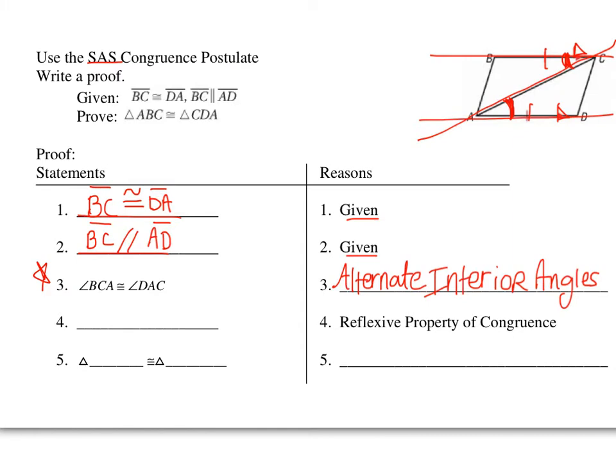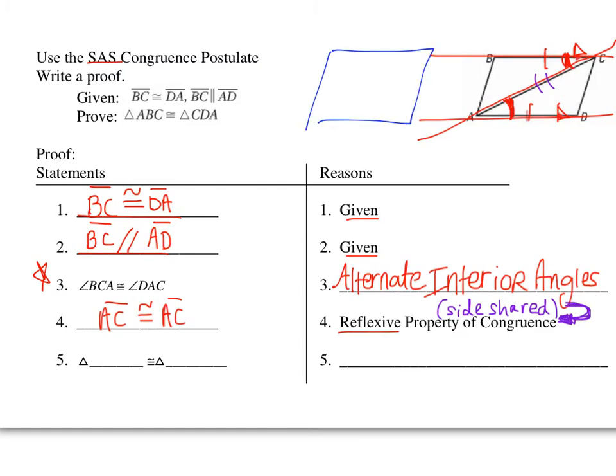So next we have a little hint, the reflexive property. Remember, that's where it's congruent to itself. So that's going to have to be the side that they share. So that's going to be AC. And now you can see, I'm going to redraw this because I've got too many extra pieces in there. We have a congruent side, another congruent side, and we have a congruent angle. So you have to notice where those angles and sides are.